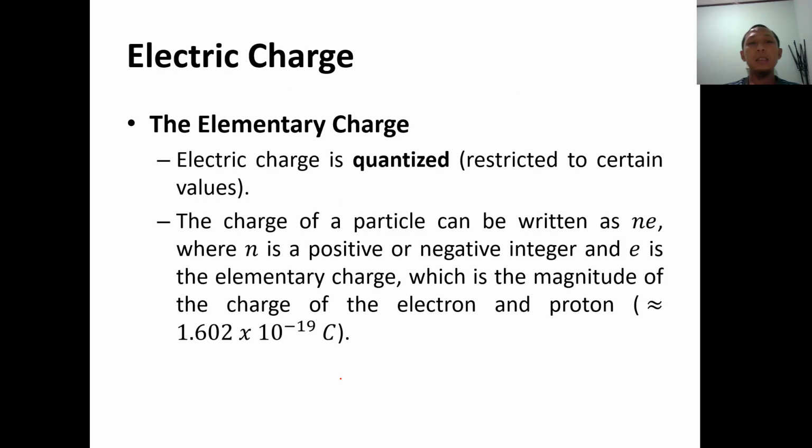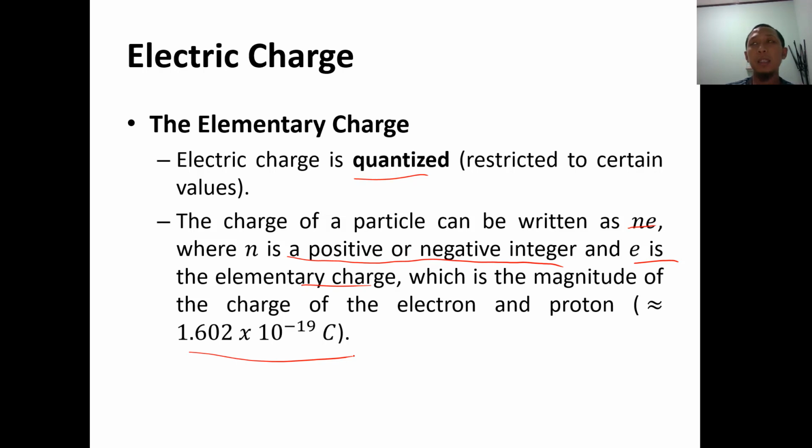Okay, and then this is the elementary charge. Electric charge is quantized, restricted to certain values. So the charge of a particle can be written as Ne, where N is a positive or negative integer, and e is the elementary charge, whose magnitude is the charge of the electron and proton, 1.6 × 10^-19 coulomb.